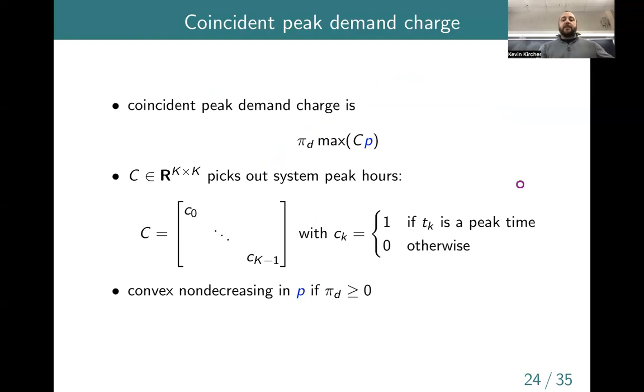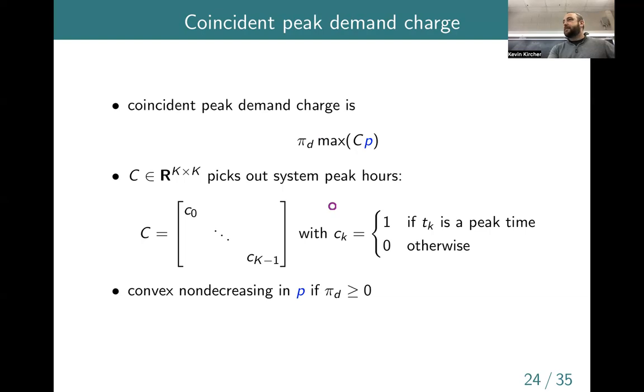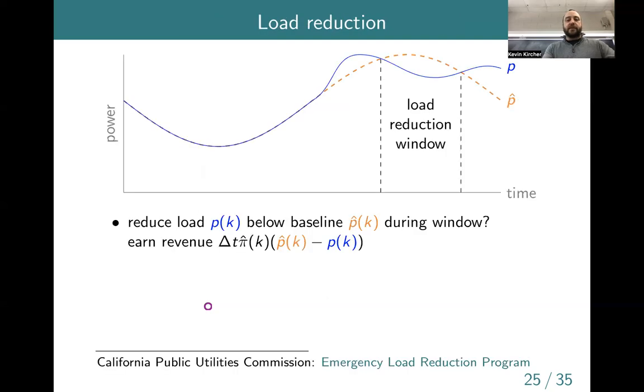Okay, so that coincident peak demand charge mathematically looks just like the regular demand charge that we talked about, but now we have this weighting matrix C multiplying P. C is a square, diagonal matrix made up of the components C0 through C_{K-1}, where the index corresponds to the time stamp. If C is equal to 1, you're in a peak time, and C is 0 otherwise. So all this matrix does is pick out the portions of the demand curve P that happen within this critical peak period. Does that make sense? Okay, so this also ends up being convex and non-decreasing, which is great for us.